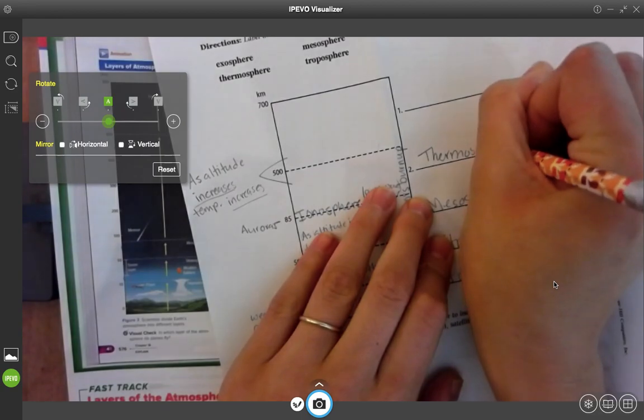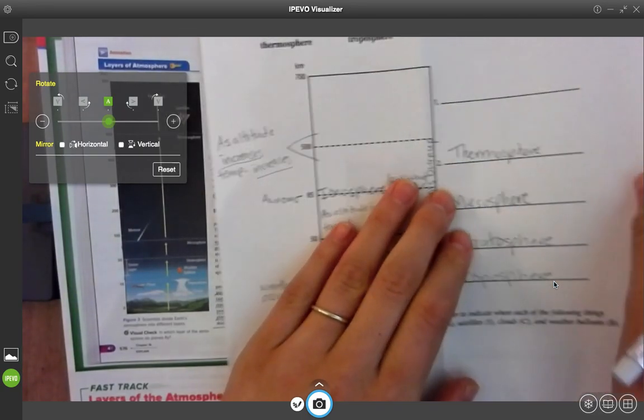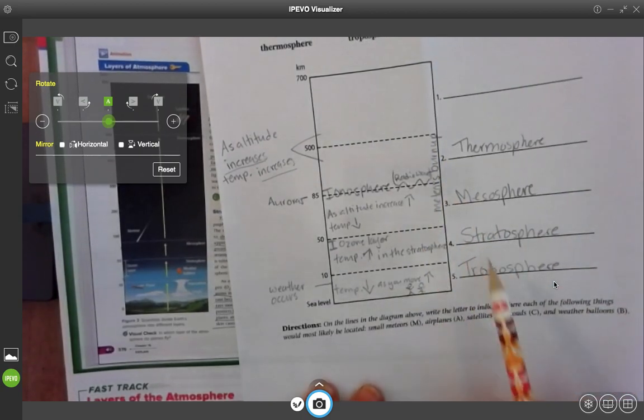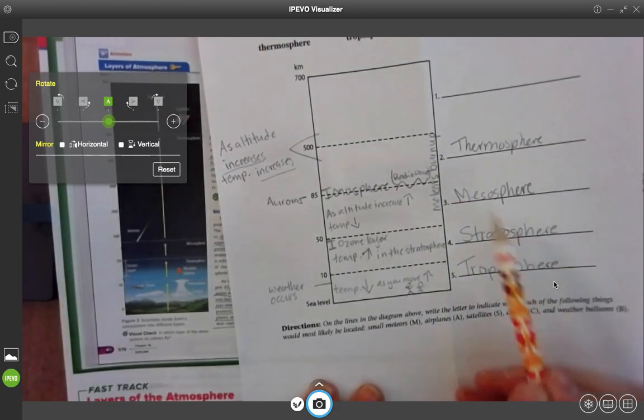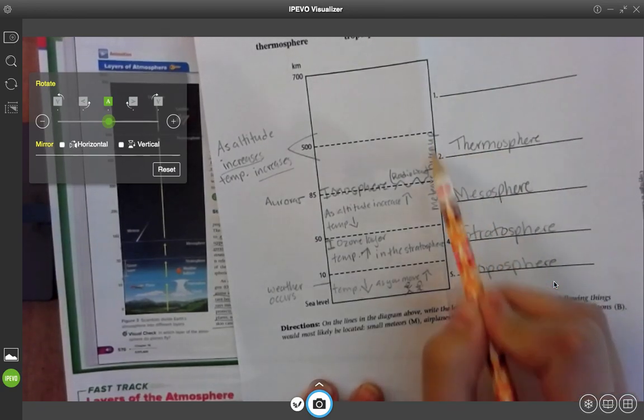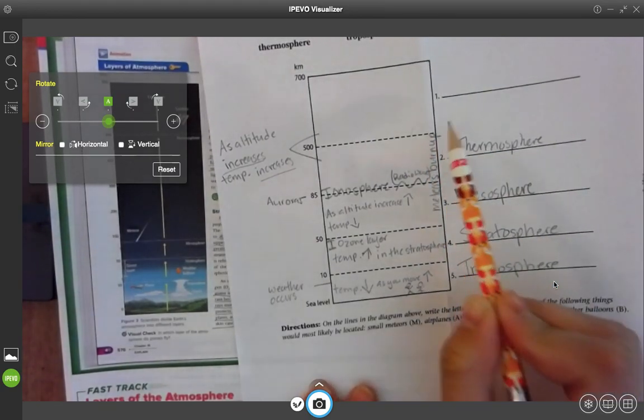All right. Now, in this we have troposphere, stratosphere, mesosphere, and now the thermosphere. And in between these layers here is where meteoroids burn up, okay, in the thermosphere and the mesosphere.